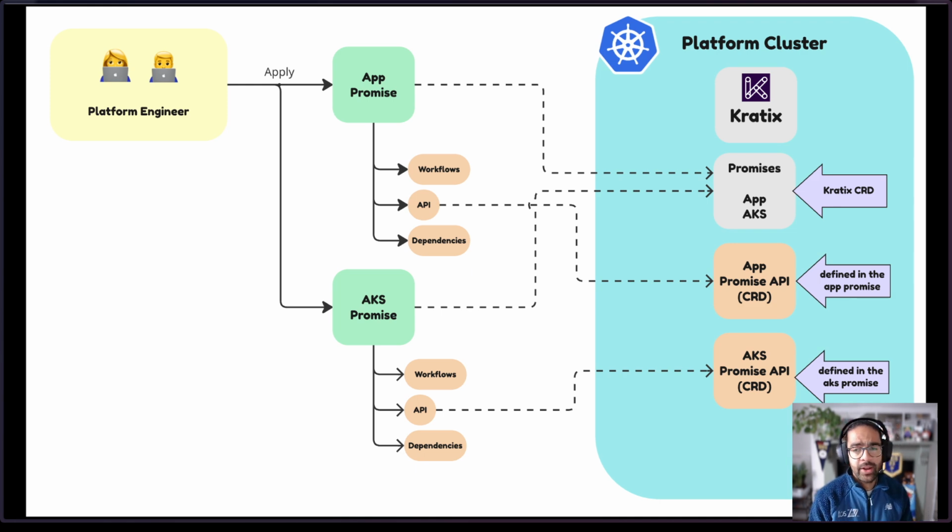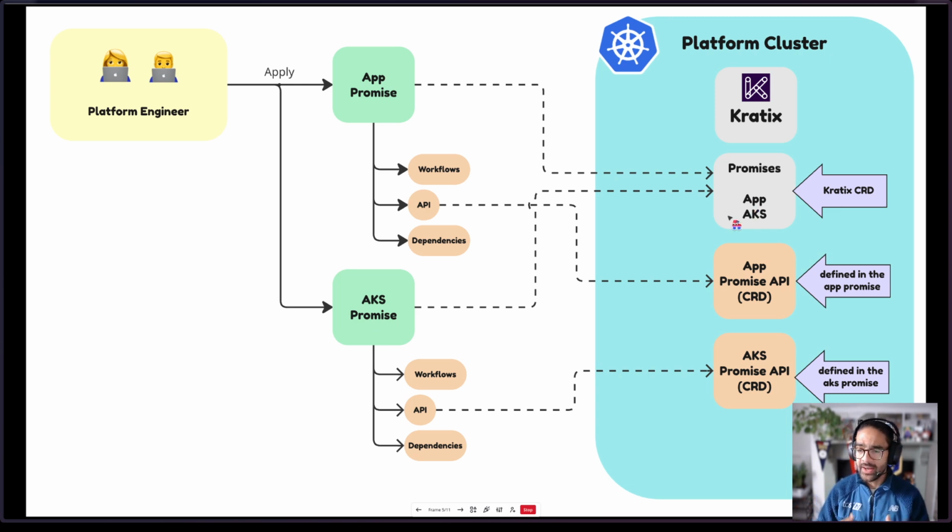The first thing that Kratix would do is make the API that is defined within the promise available in the platform cluster. So you can see the arrows that come in here, that API, that CRD, will be available as a new CRD in your platform cluster. The same happens with the AKS cluster. When you install that promise, the AKS promise API that is defined within the promise will also become available. And at this point, if the user comes and says, kubectl get promises, list me what I can request, they should see those two promises that you just installed.